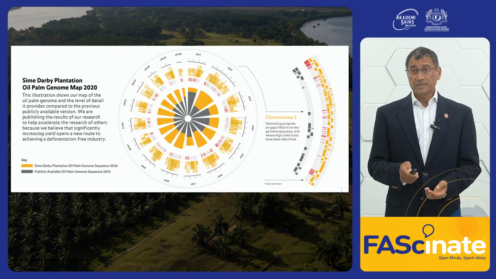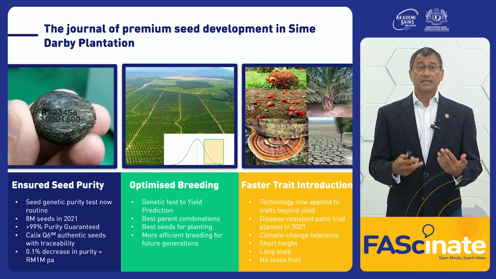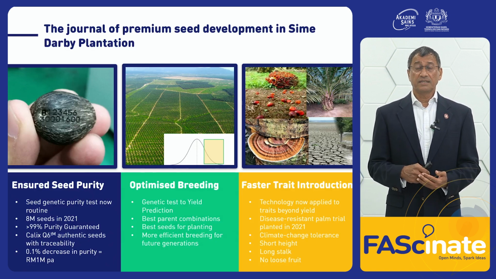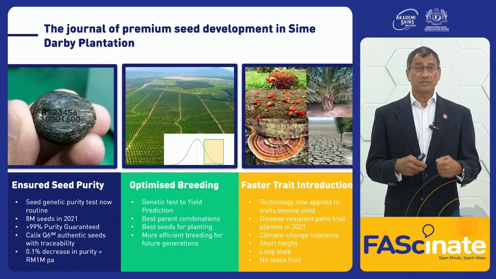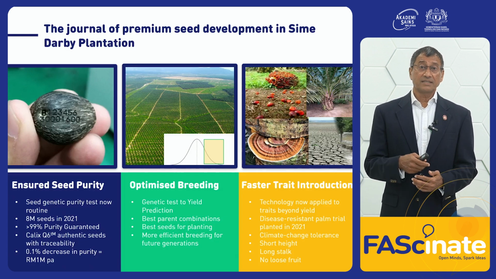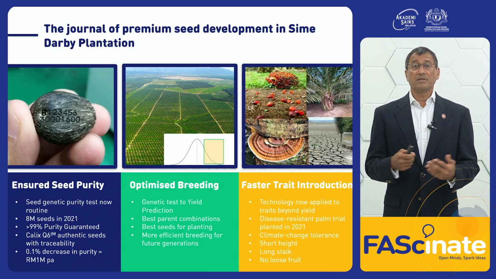Some of the products that we produced from this knowledge are basically a tool to ensure seed purity. We've developed a virtual breeding system. That means we can do predictions through a computer for accelerating breeding. And we are able to introgress traits from wild relatives in a more timely manner.